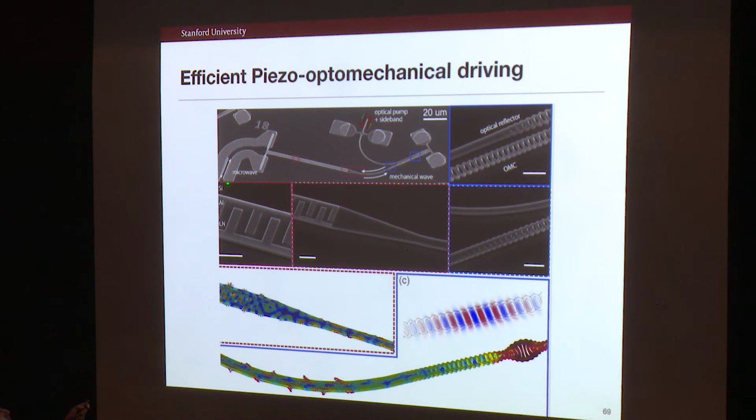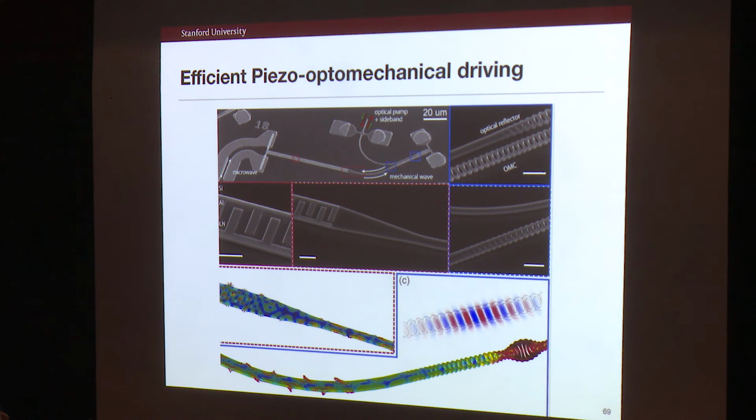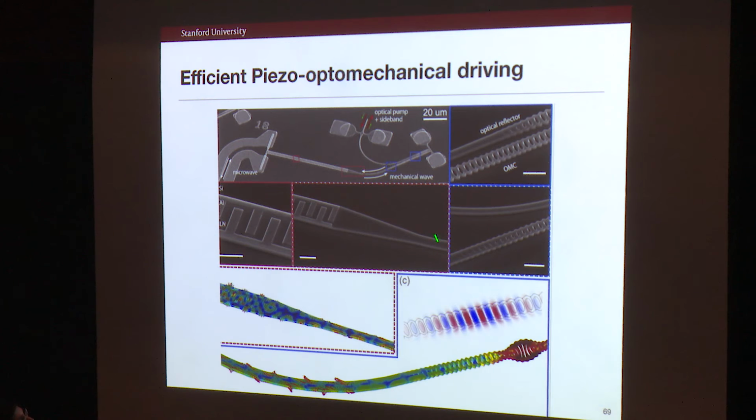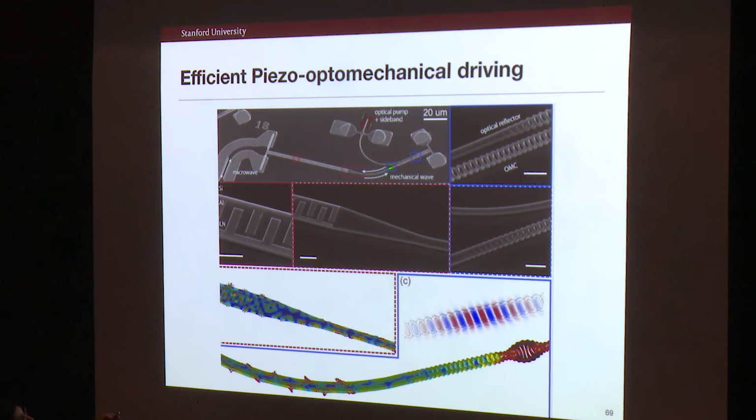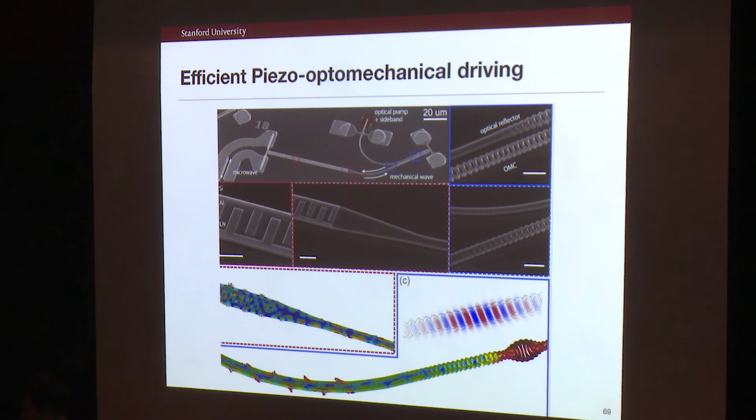So you have microwaves coming in. They excite this long transducer. They excite propagating acoustic waves that are then focused down into a waveguide. And this waveguide goes in and excites the localized mechanical mode. So this is a simulation of how we're exciting this mechanical mode. This is our optical mode.